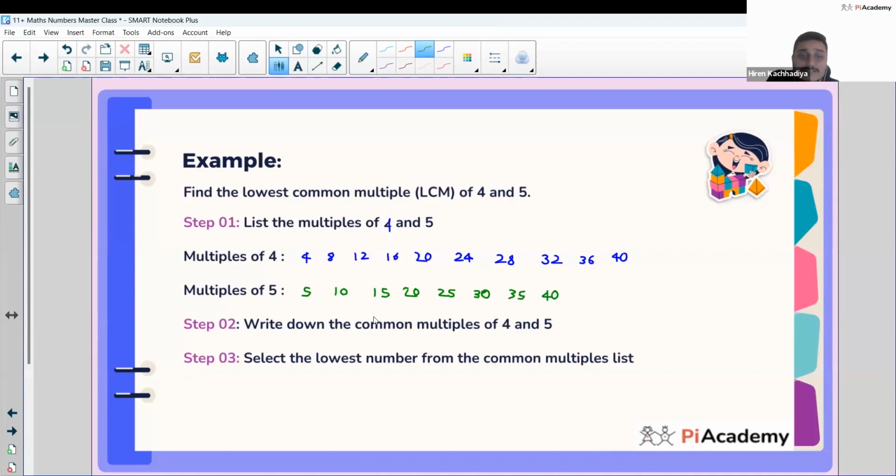Okay. Now, after doing this, they are asking for common multiples. So common multiples are what? You have 20, 40, and so on, right? 20, 40, 60. So basically all the multiples of 20. Yeah. And in step number 3, select the lowest number from this list. So the lowest number is 20. So LCM is going to be 20.